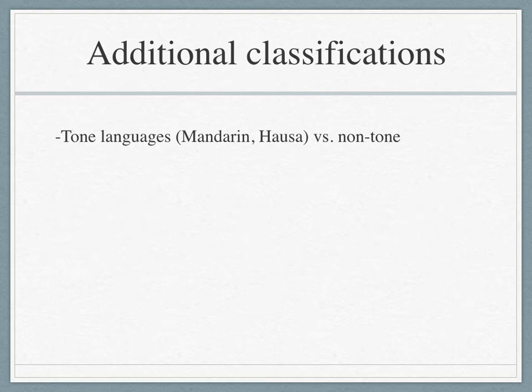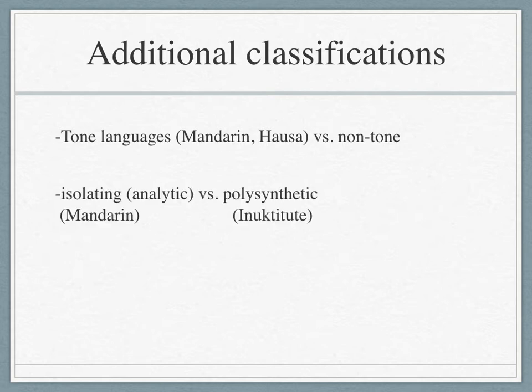Some other classifications. One example does not apply to us as English speakers, but languages use contrast in the form of tone, such as Mandarin Chinese. So we could classify the world's languages as being tone or non-tone. Of course, English is a non-tone language. We don't make use of tone in that way.